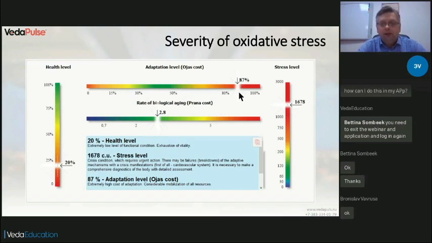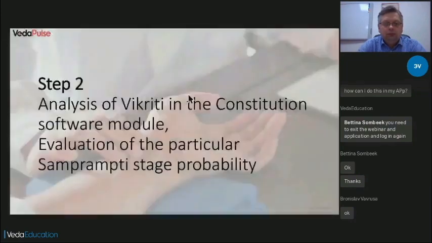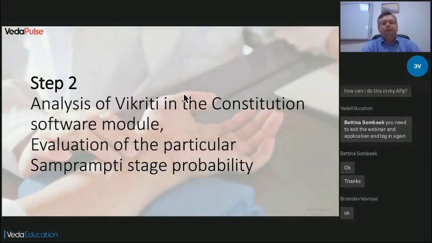And of course, the state of ojas is essential. According to modern views, ojas can be compared with the potency of our immune system, and in the program it is presented by an indicator named adaptation level, or the amount of energy that the body spends to adapt to stress situations. After we have assessed several holistic indices and determined the energy level, the inflammation threshold and the state of ojas, we can start step 2.